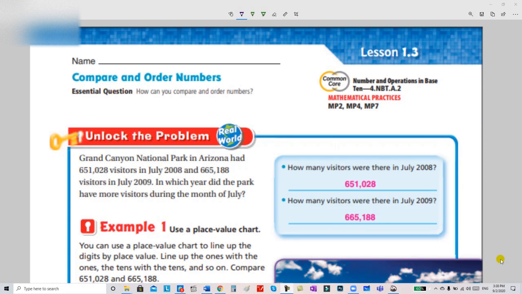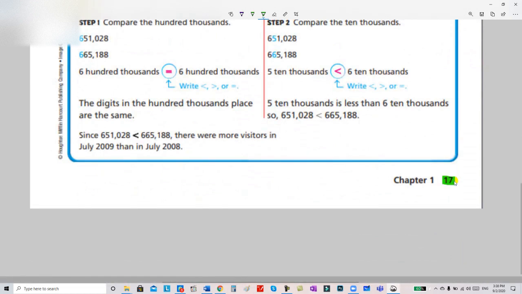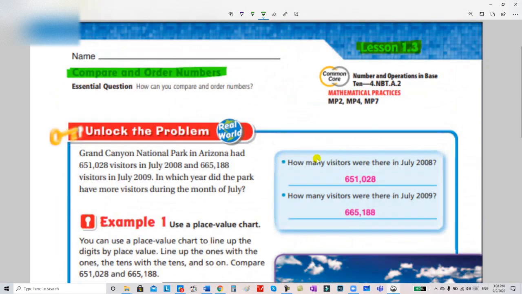Let's start our new lesson 1.3, which is called compare and order numbers. Let's open your book, page 17, and let's start.